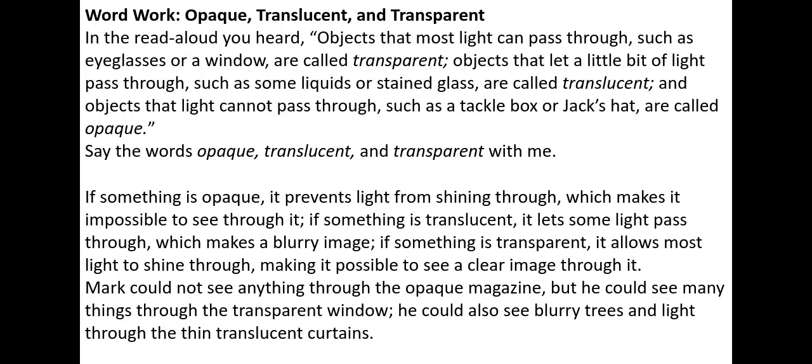If something is opaque, it prevents light from shining through, which makes it impossible to see through it. If something is translucent, it lets some light pass through, which makes a blurry image. If something is transparent, it allows most light to shine through, making it possible to see a clear image through it.